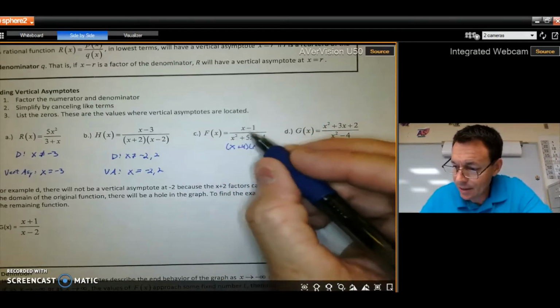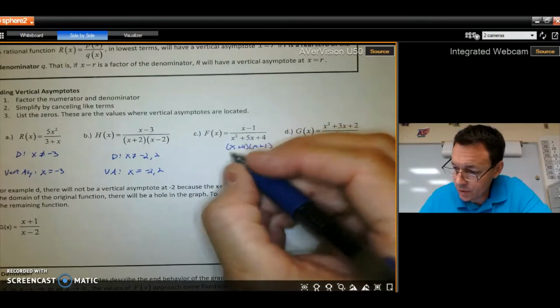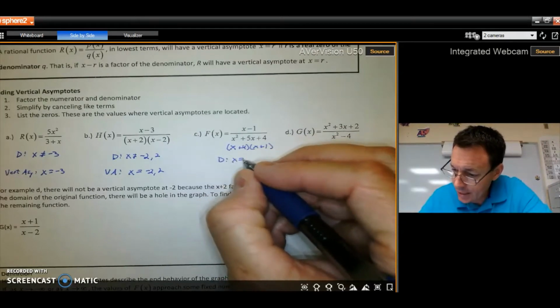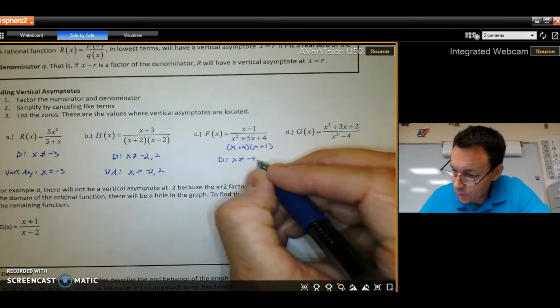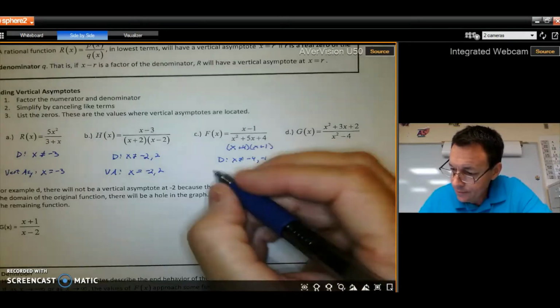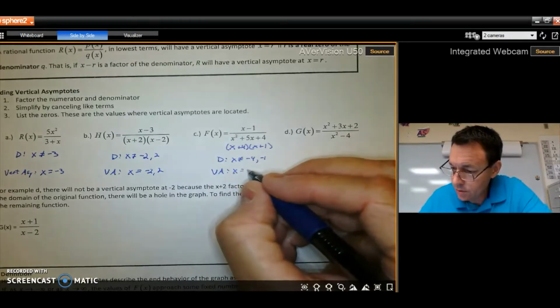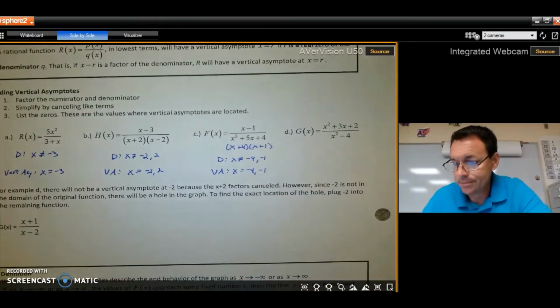There's no canceling. This is an x plus 4. This is an x plus 1. So both of these are domain restrictions. x cannot equal -4 and -1. And so that's where my vertical asymptotes are going to be. x equals -4 and -1.